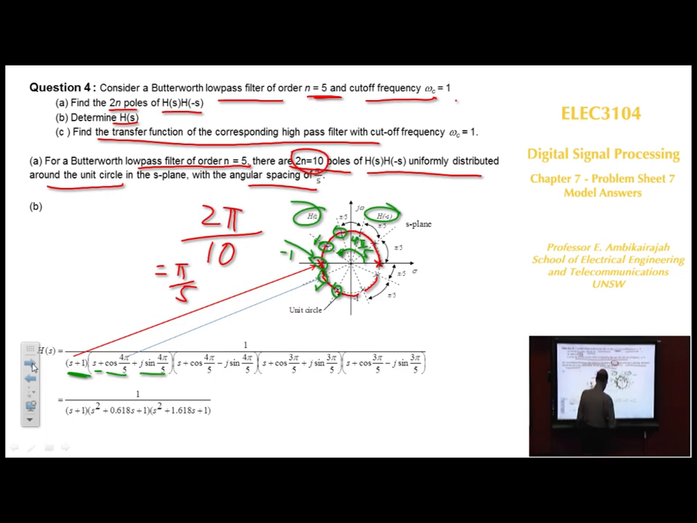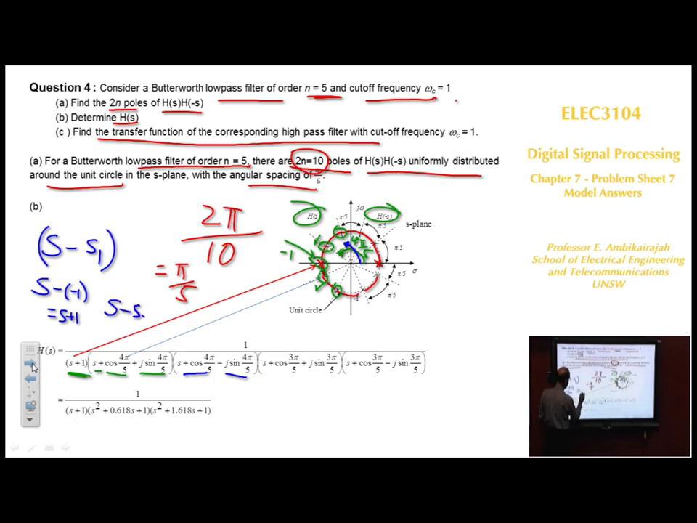Then you go for this one, that one is 3 pi over 5. So it will be cos 4 pi over 5 minus this. They all should be like when you write that, s minus s1. So the first one is s minus of minus 1, which gives you s plus 1. Similarly, the next one is s minus s2. So you have to find this value.